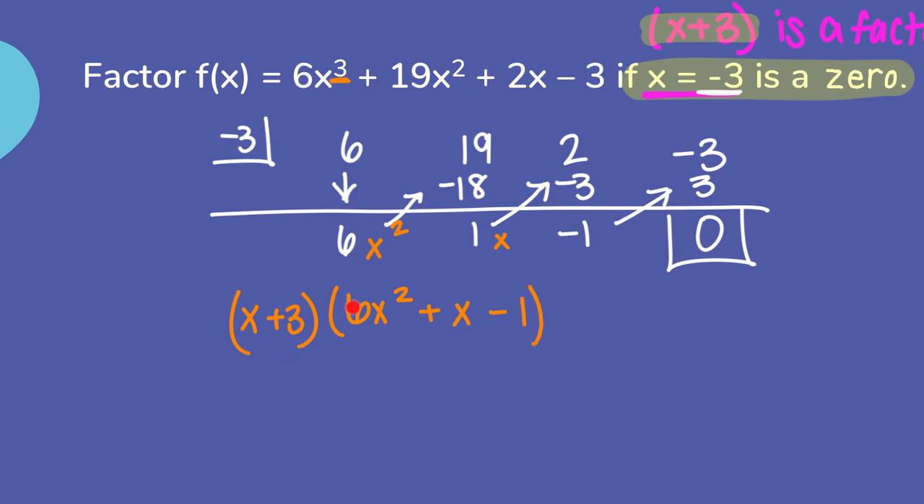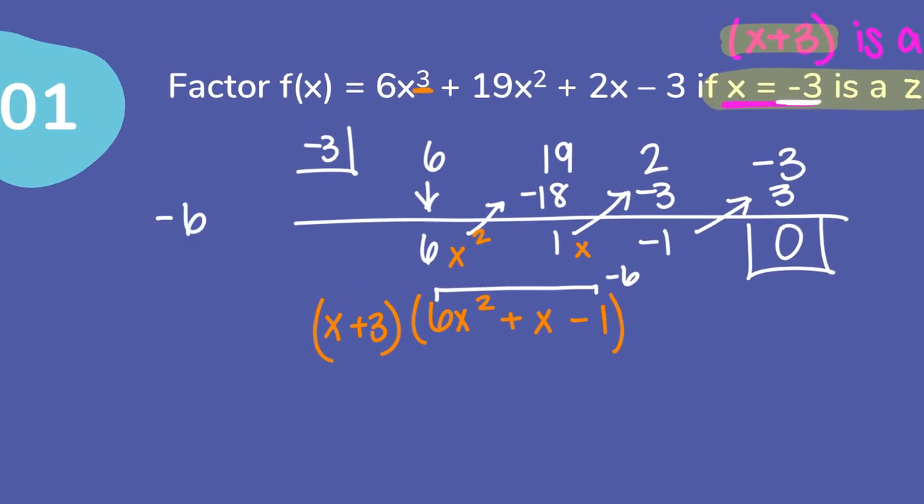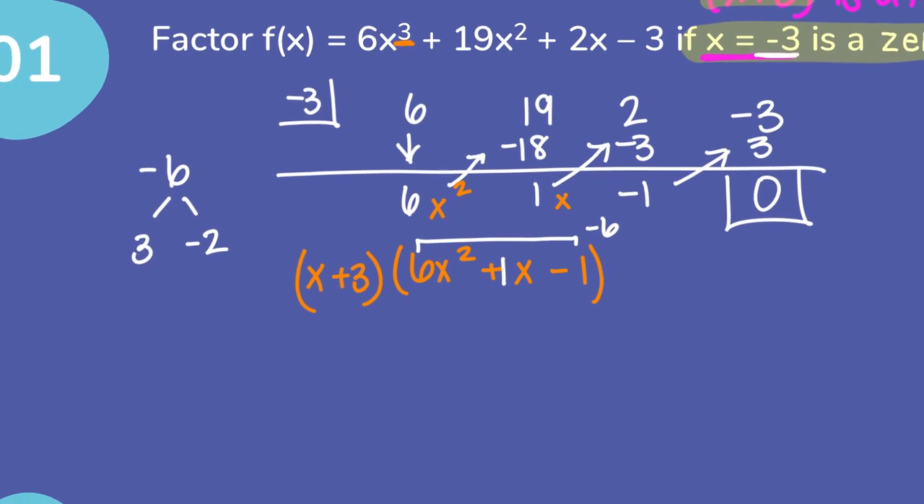But can I factor this over here? Let's check. How do I factor? Multiply 6 times -1. That's going to give me a -6. So what multiplies to give me -6 but adds to give me a +1? It's going to be a +3 and a -2. So right now, what do I have? I have x plus 3, x minus 2, and don't forget to bring this down.